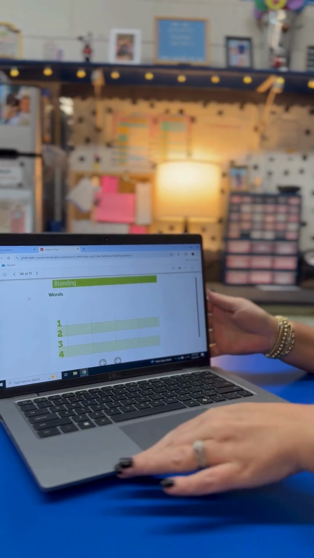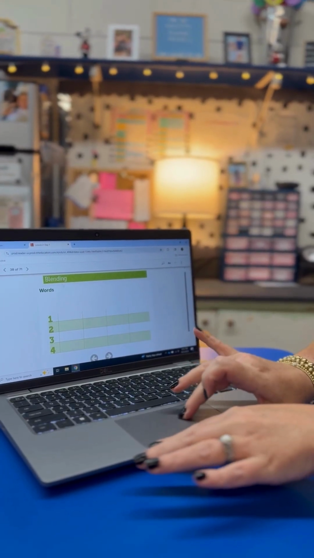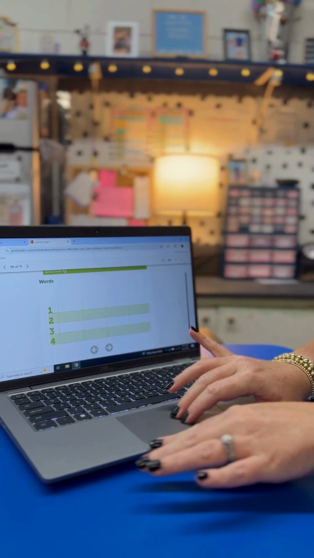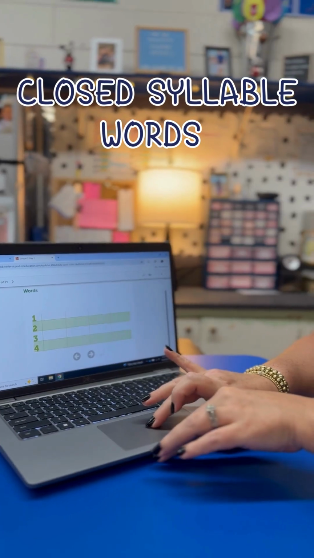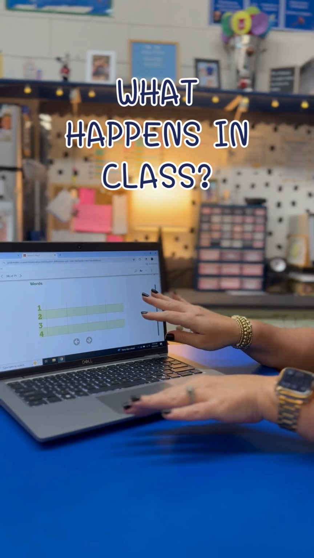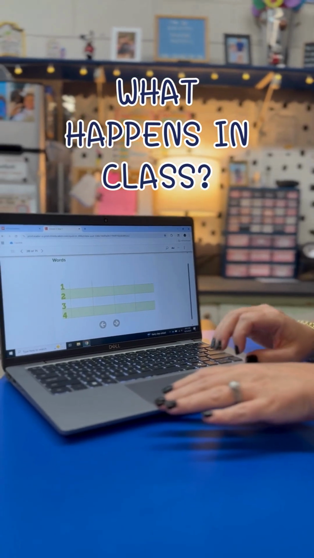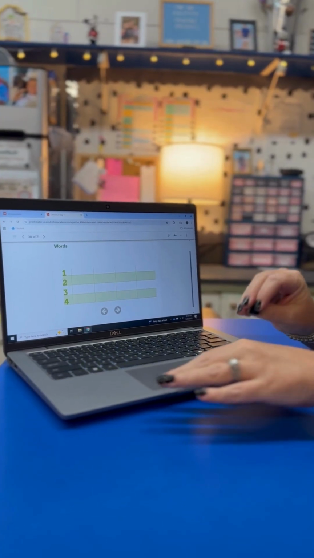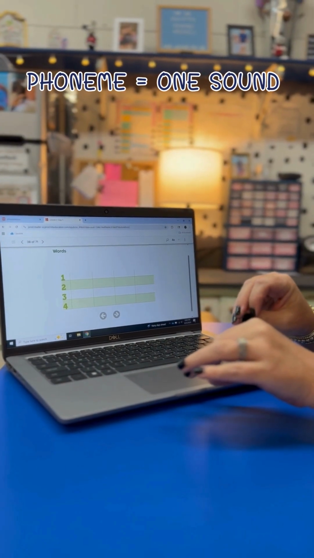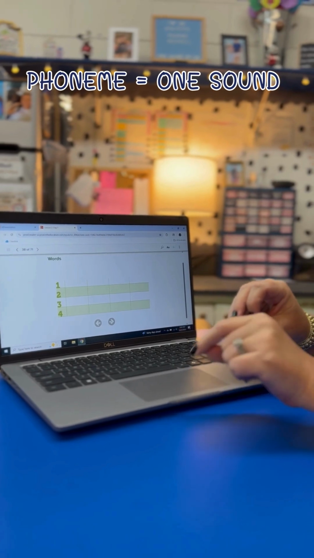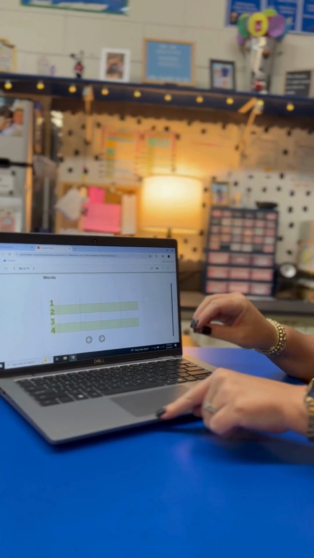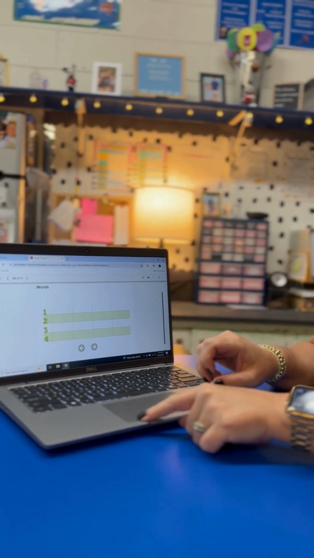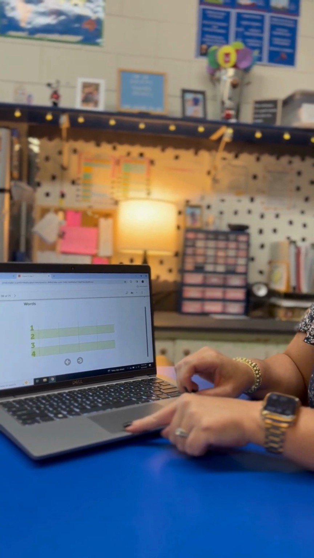Once we know our letter sounds, then we start blending. The words that I'm going to be showing you today are all going to be closed syllable words. I'm going to talk to you about that in just a minute. We would have a presentation, something like this on the board, and we will basically blend every phoneme, which, remember, a phoneme is one sound. It's not always one letter, but it's always one sound. And we'll blend each phoneme until we make either a syllable or a word, depending on if it's a one syllable or two syllable word.